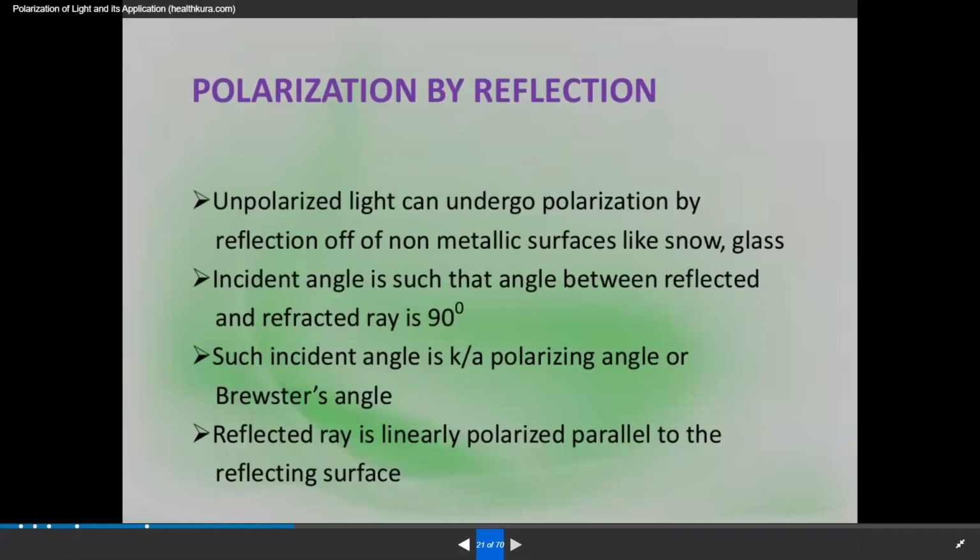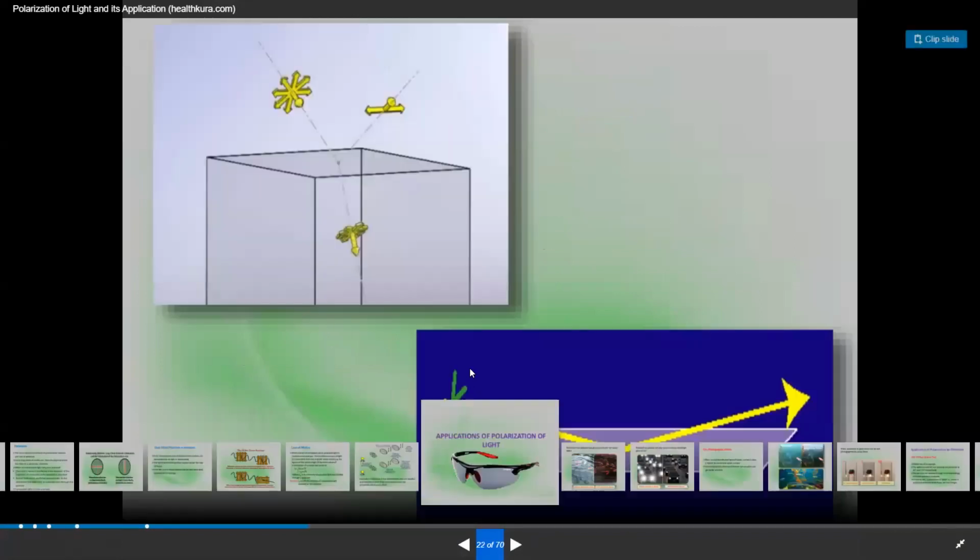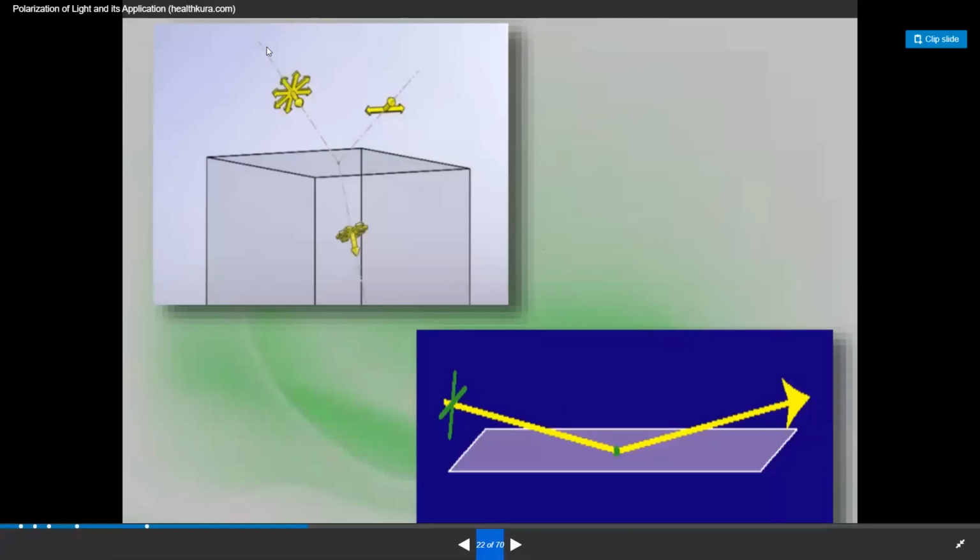So, polarization by reflection. It is clearly explained by this picture. When unpolarized light is incident on a glass plate, it splits into two parts. One is reflection, another is refraction. When you observe the figure, the refracted light is still unpolarized, which is indicated by multiple directions of light. But in the reflected side there is only one direction. That means it is converted into polarized light by the reflection process.